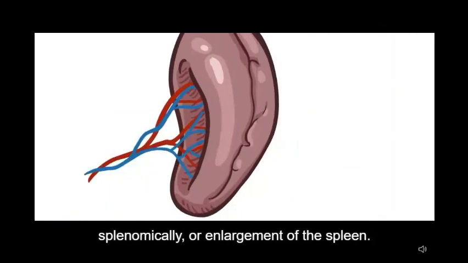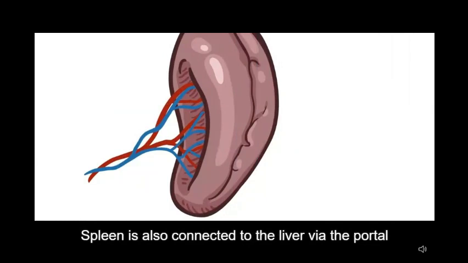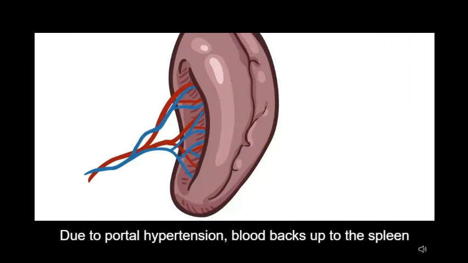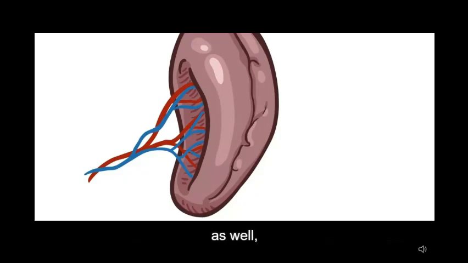Splenomegaly, or enlargement of the spleen. The spleen is also connected to the liver via the portal vein. Due to portal hypertension, blood backs up to the spleen as well, causing it to be swollen and enlarged.